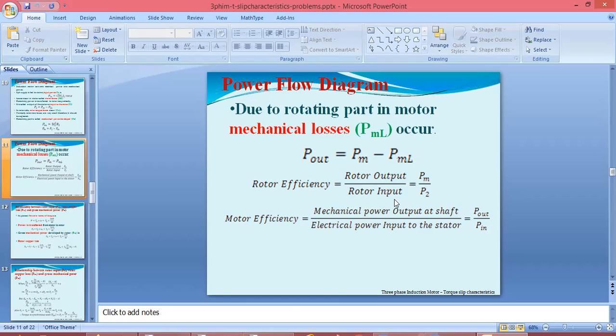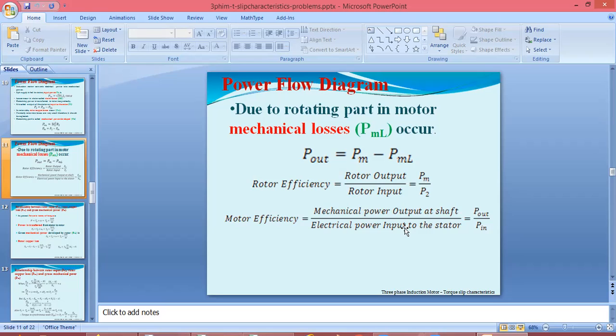Then we have seen there are different types of three-phase induction motor, like the squirrel cage and the slip ring induction motor. If we require a higher amount of starting torque, at that time we can use slip ring. Otherwise we can use the squirrel cage because its construction is very simple. But in slip ring we require special slip rings and brushes, so there is an additional part we require.